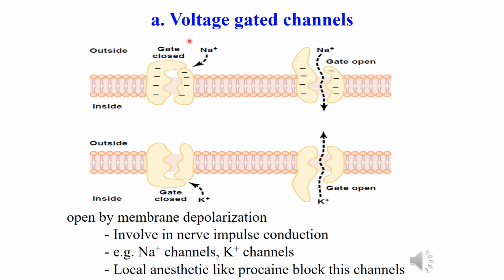Now let us see a little more in detail about voltage gated channels. As you can see, it is opened by membrane depolarization. It is involved in nerve impulse conduction, and common examples include sodium channels and potassium channels. You can see here, this is the sodium channel and this is the potassium channel, and once the voltage of these ions changes across the membrane, it will open the gate and the ion can pass through. Local anesthetics like procaine block these channels.